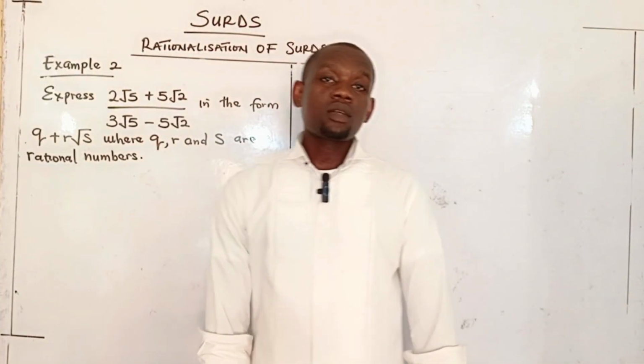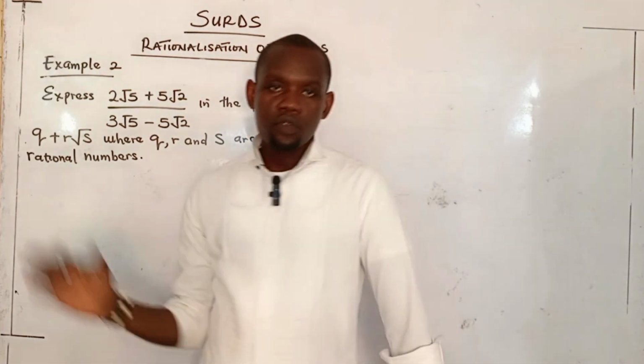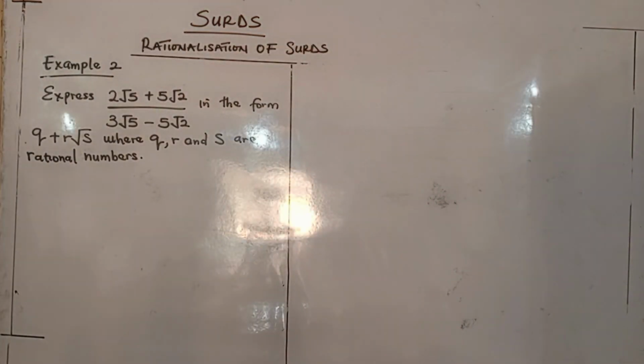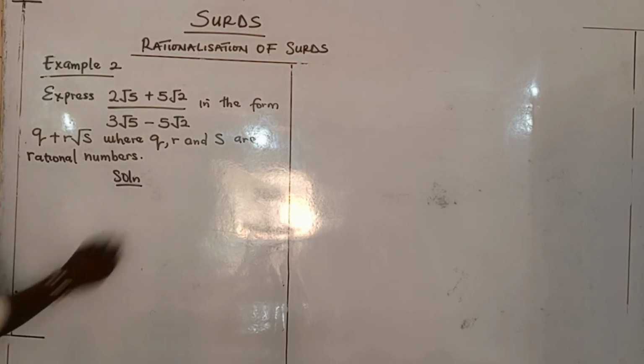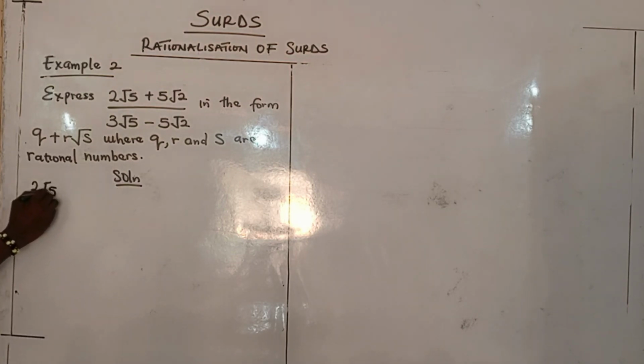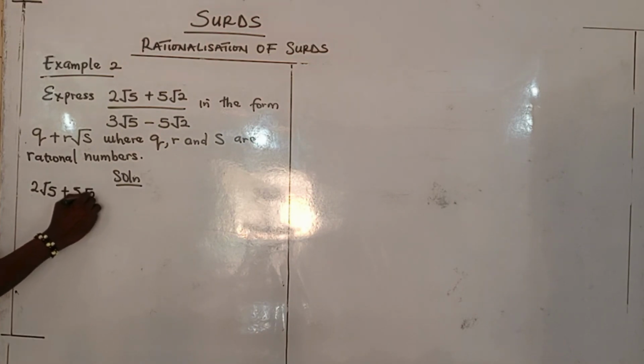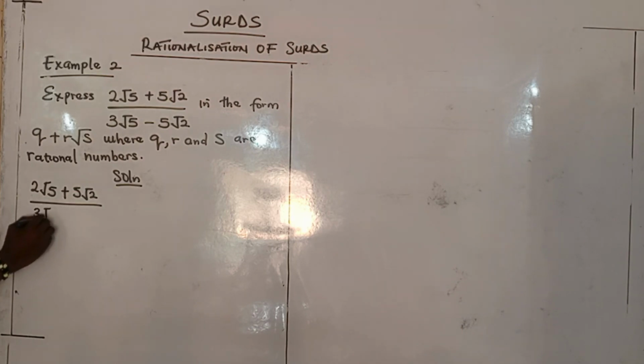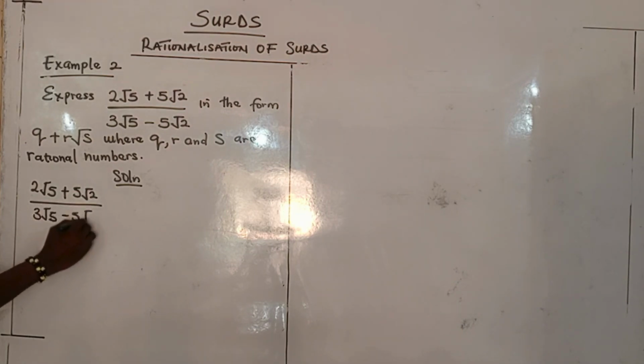All right, so let us take a look at the last question for today. We have that: express (2√5 + 5√2) / (3√5 − 5√2) in the form q + r√s, where q, r, and s are rational numbers. So if we are to look at this now, we are going to have it as 2√5 + 5√2 all over 3√5 − 5√2.